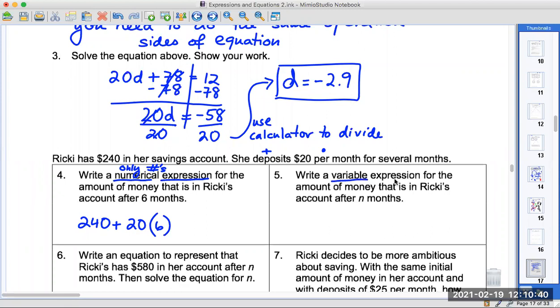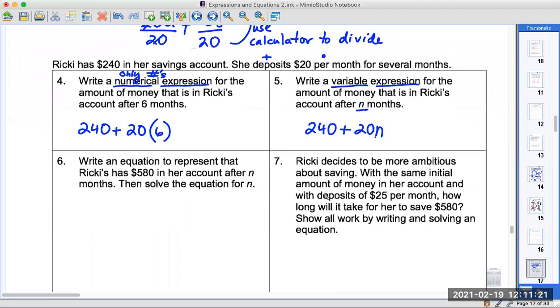Write a variable expression. This uses a variable. So how much does she have after n months? N is our variable. So start out with 240 and add for each month $20, 20 times n. You don't have to have the times button. I'm going to write it the way it's written. Normally, it just looks like that: 20n. That tells you 20 times how many months? 2 months would be 40 plus 240. She has $280. Okay, those are the expressions.